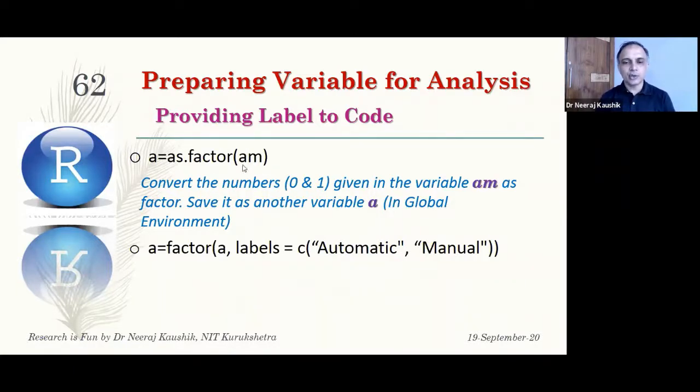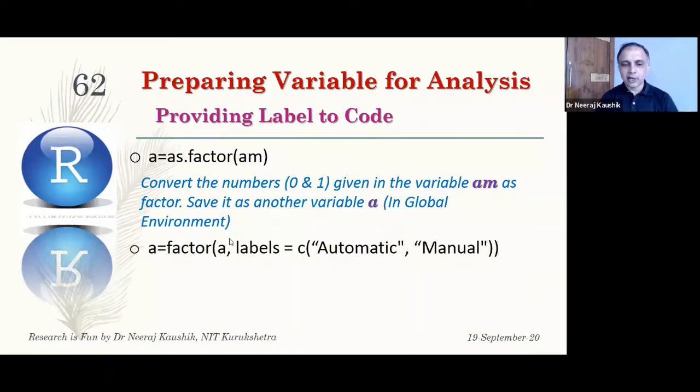Now, since A has two values, 0 and 1, if I give it only one value, automatic, there can be an error. It says, well, I expected 2. If you give 3, there will be an error. If you give 2, it says, yeah, I got it. So 0 will be given the label automatic, and 1 will be given the label manual. After doing this, I will understand this.